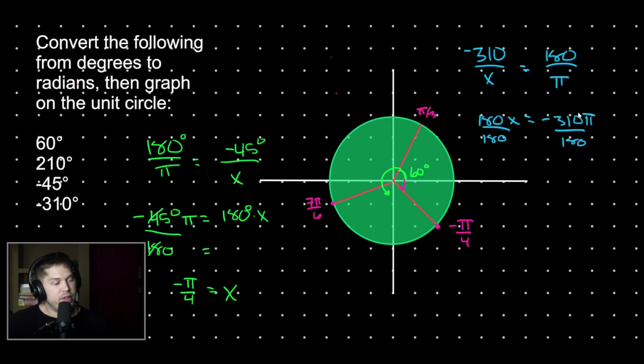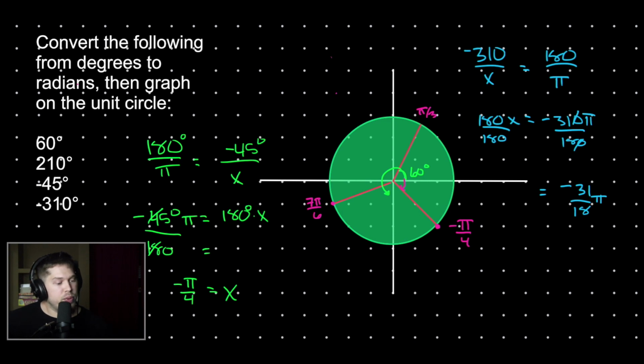And I believe I might have messed up a little bit whenever I wrote this question. I probably meant to write negative 315 degrees, because 31 and 18 don't simplify any further. That's okay though. We can see that this will be negative 31 over 18 pi. And that's as simple as this one gets.